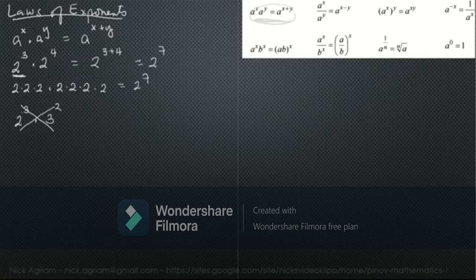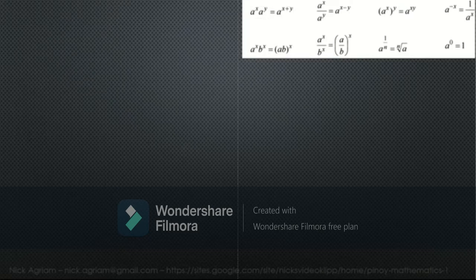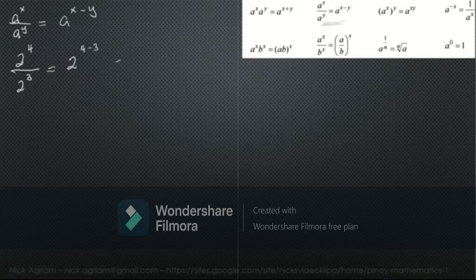The next law of exponent that I'm going to discuss is this one. When you divide two exponents with the same base, then you can use this law. You can subtract their exponents. So, for example, we have 2 raised to 4 divided by 2 raised to 3, and we have 2 raised to 4 minus 3, which is equal to 2 raised to 1, or just 2.